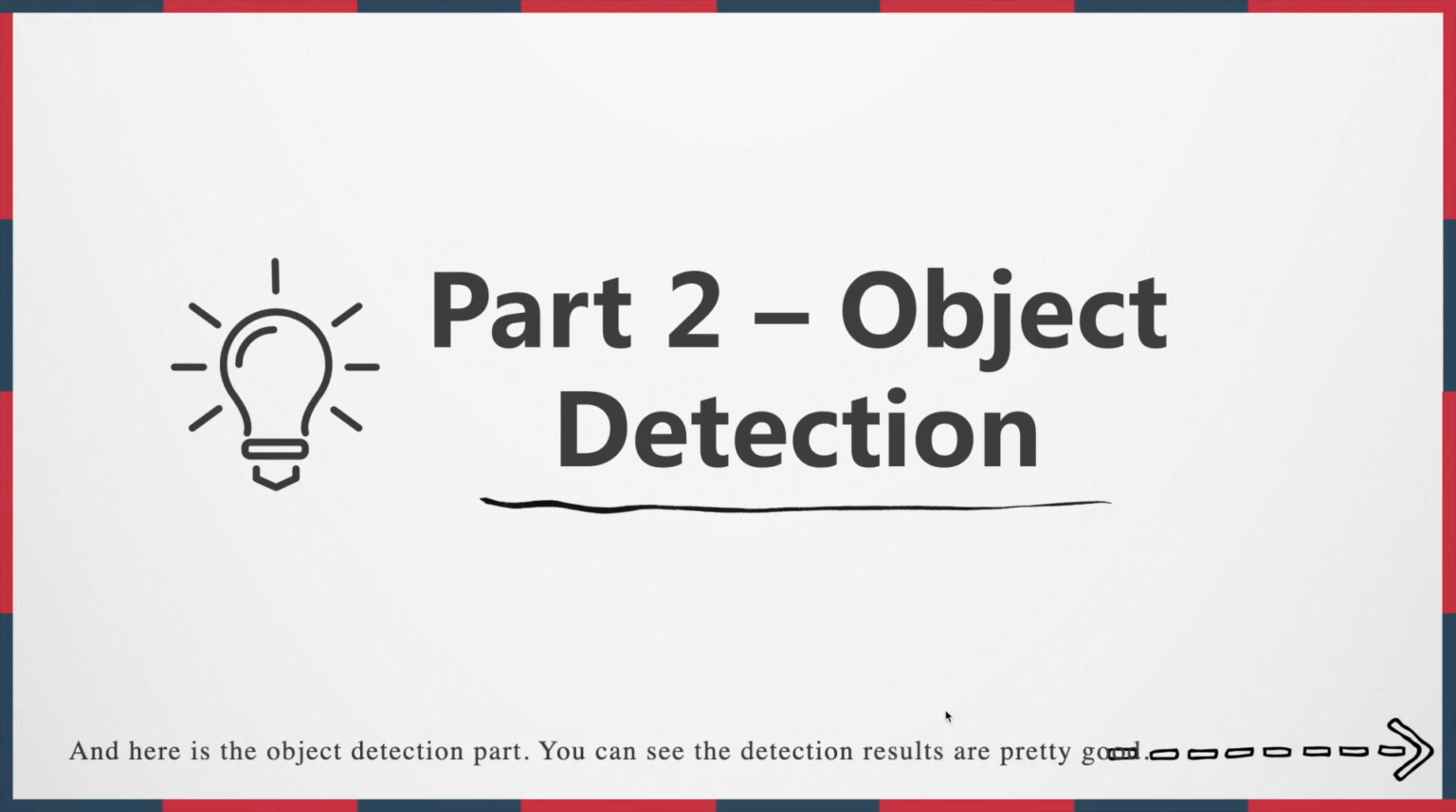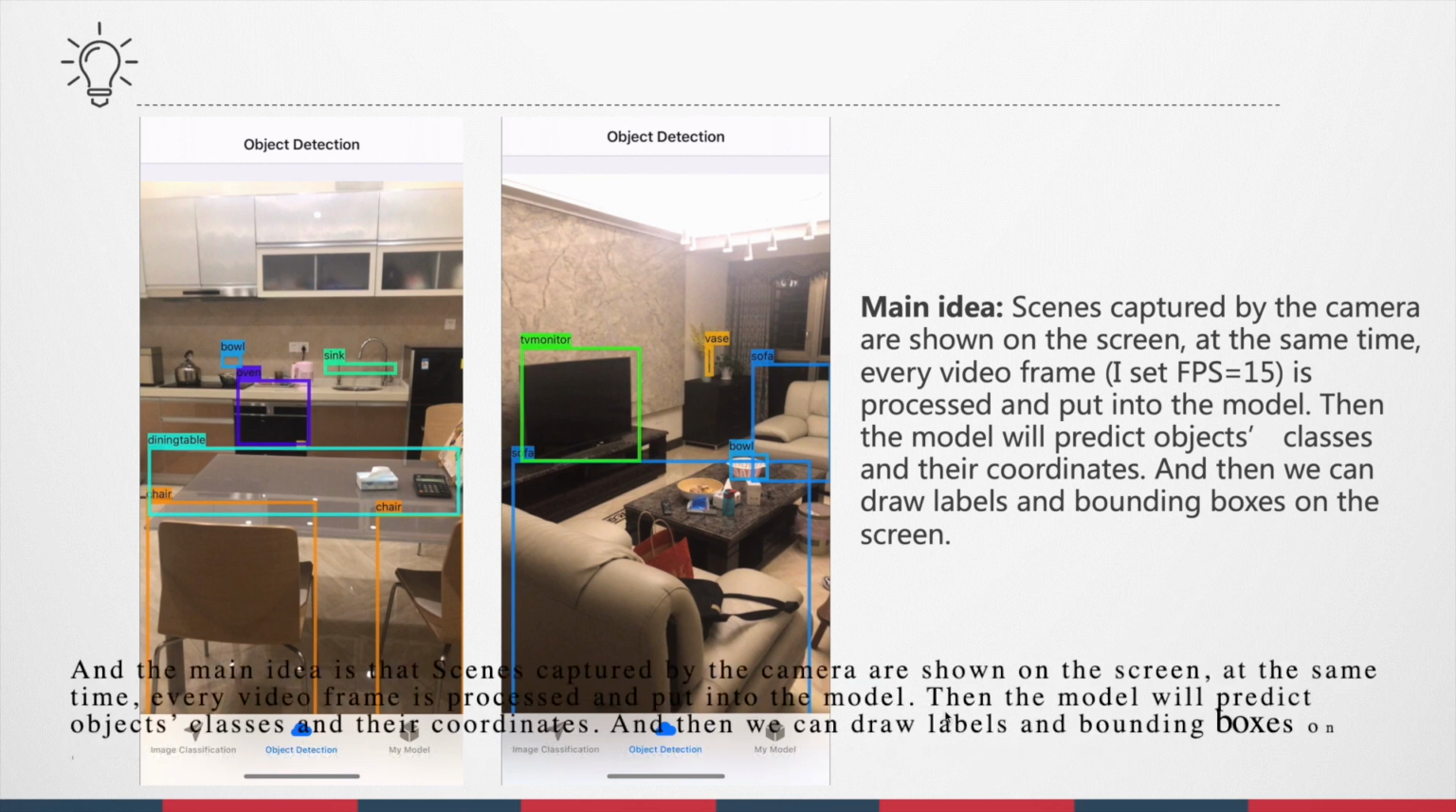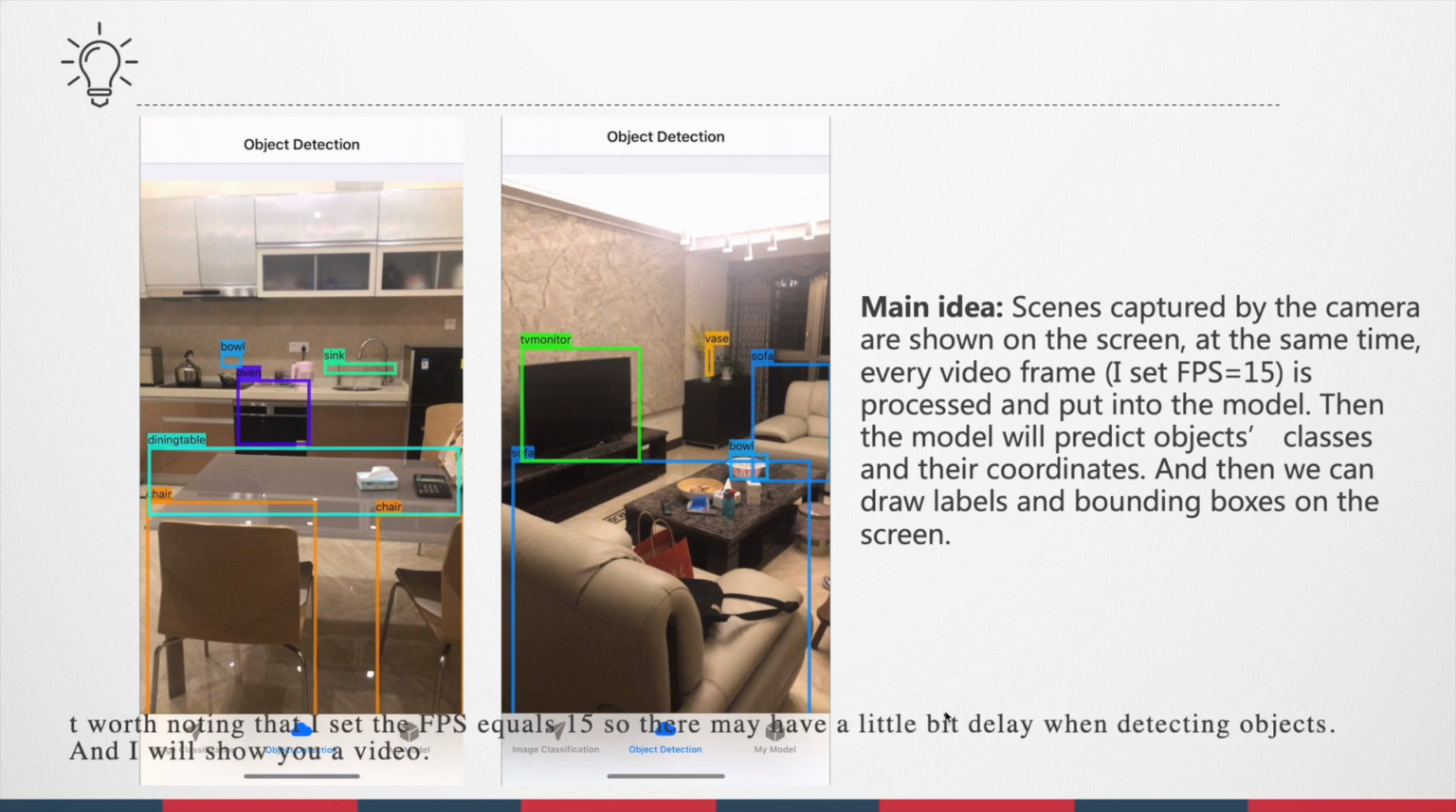And here is the object detection part. You can see the detection results are pretty good, and the main idea is that the things captured by the camera are shown on the screen, and at the same time, every video frame is processed and put into the model. Then the model will predict objects' classes and their coordinates. And then we can draw labels and bounding boxes on the screen. It is worth noting that I set the FPS equal to 15, so there may be a little bit of delay when detecting objects. And I will show you a video.